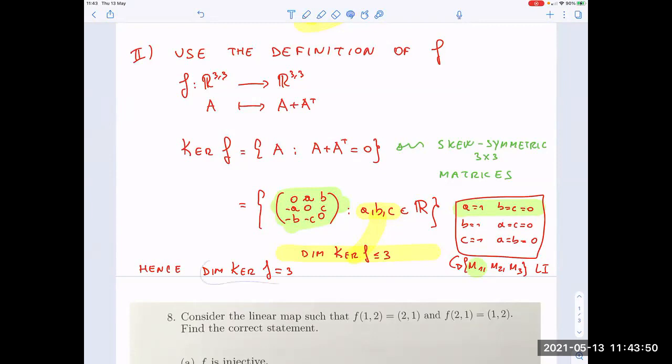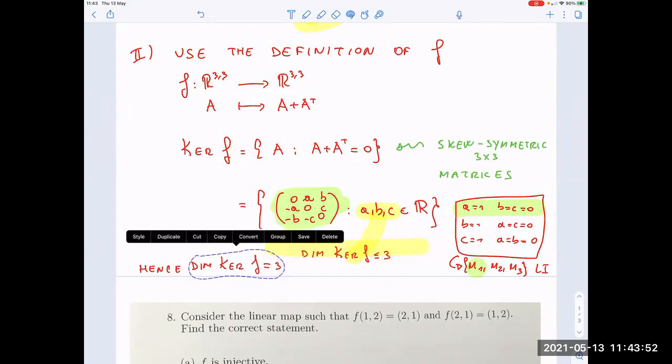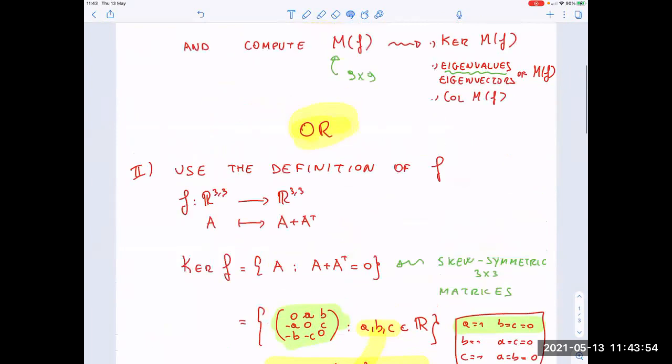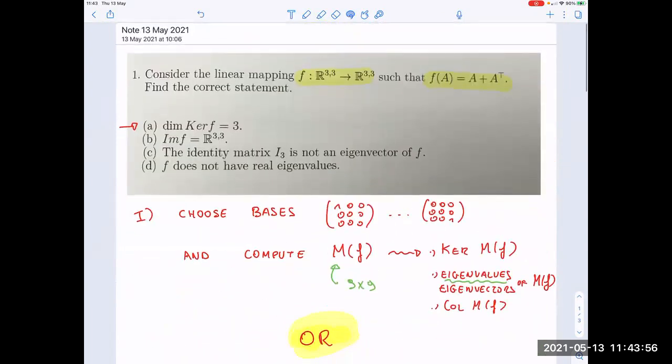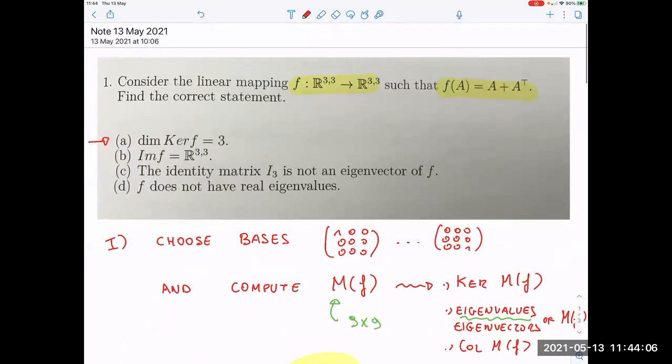And let me just raise this a little bit. Okay, so we got that the dimension of the kernel is equal to 3, and so we got that this option is true. This option is correct, is the right one. So this is true.